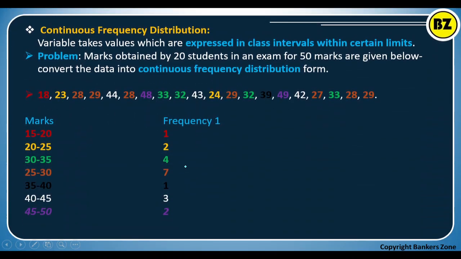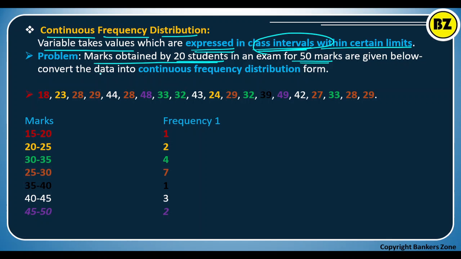Now, continuous frequency distribution. What do we mean by it? The variable takes values which are expressed in class intervals within certain limits. Through a problem you will understand it. It means a class interval is used. For example, marks obtained by 20 students in an exam for 50 marks are given below. Convert the data into continuous frequency distribution form.